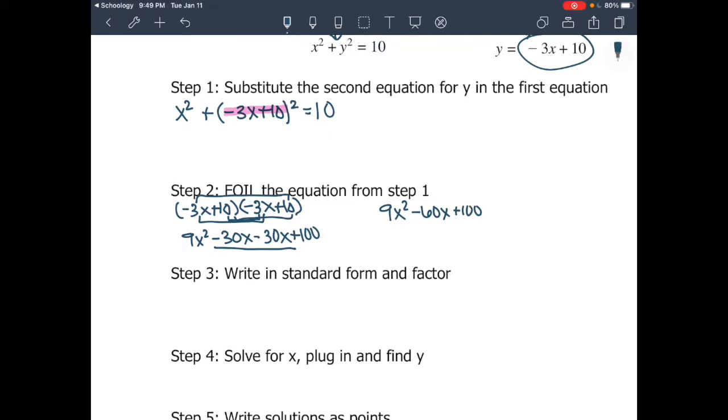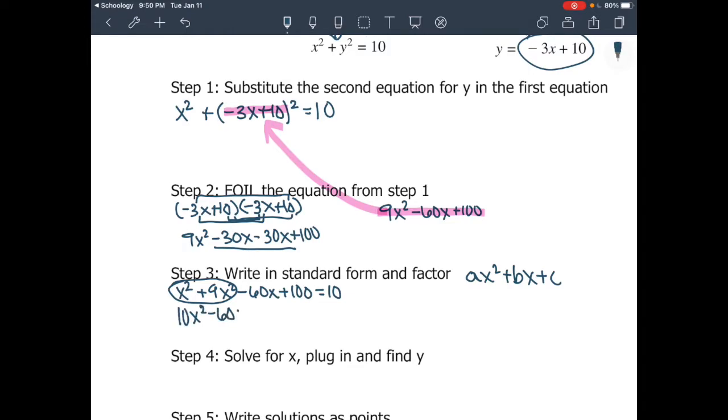So then it says write in standard form and factor. So I'm going to take this information right here and plug it back in up here to replace that. So I have x squared plus 9x squared minus 60x plus 100 equals 10. And then I'm going to write it in standard form, so that's ax squared plus bx plus c. So I'm going to take the x squared and the 9x squared and put them together. So I have 10x squared minus 60x plus 100.